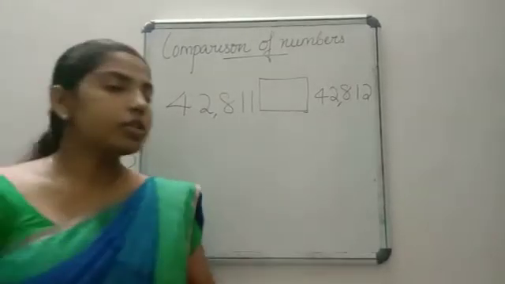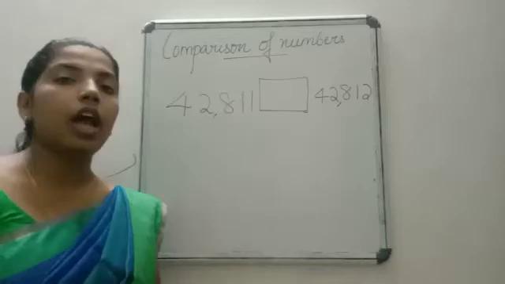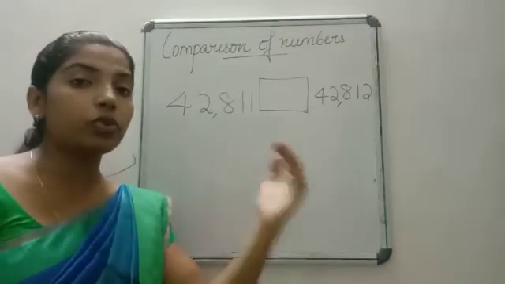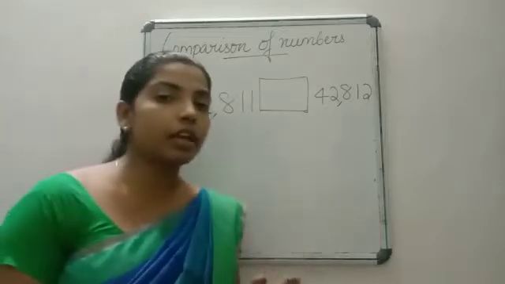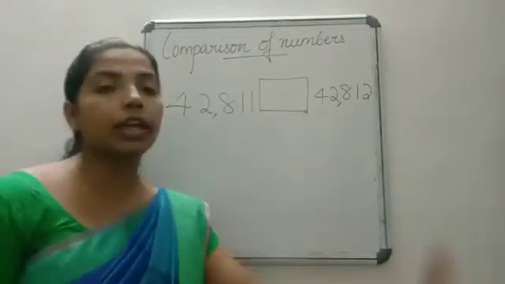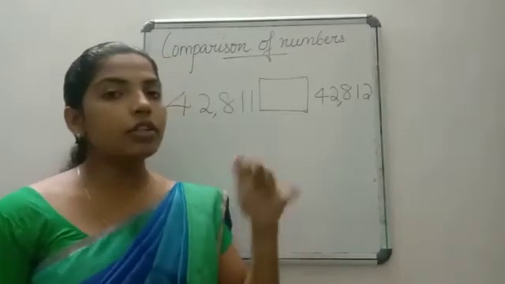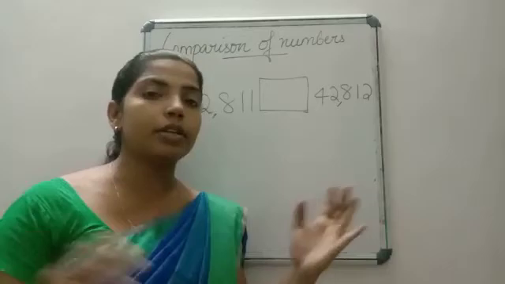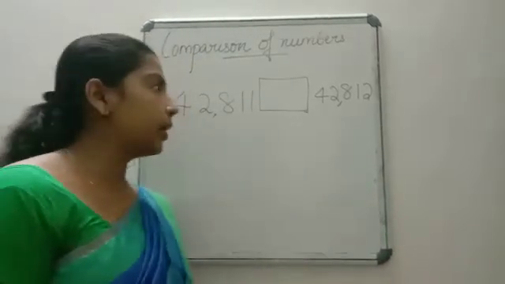Okay children, so next we are going to study the comparison of numbers. How can we compare two given numbers? For this also we have some steps. So you have to follow those steps in order to compare two given numbers. That means we just have to find which is a larger number, which is a smaller number, or whether both the numbers are equal or not. Now let us check how we can find that.